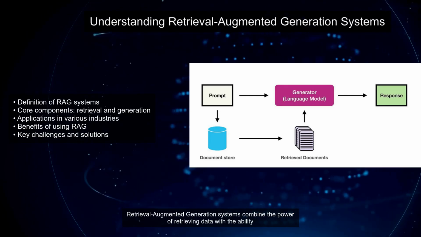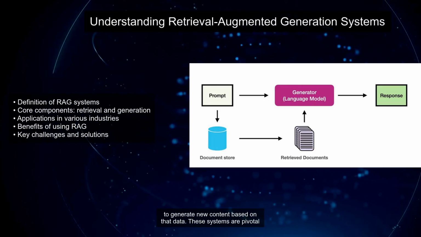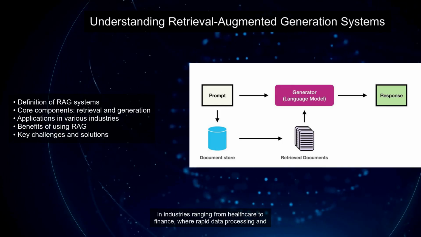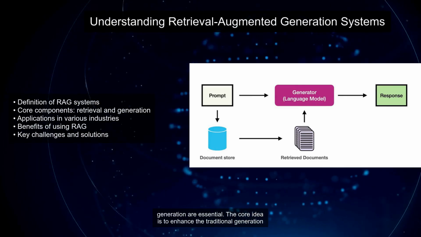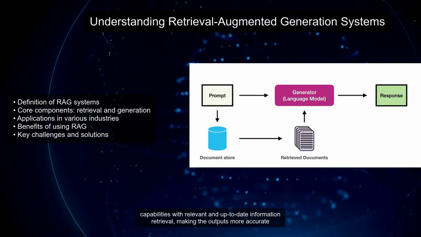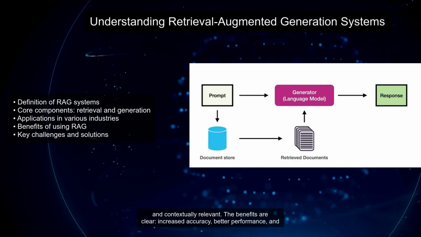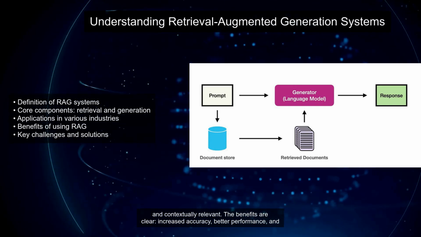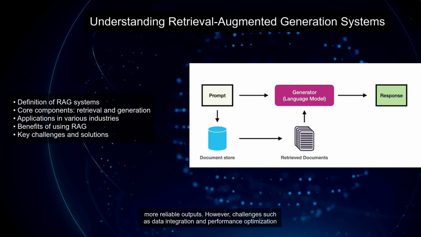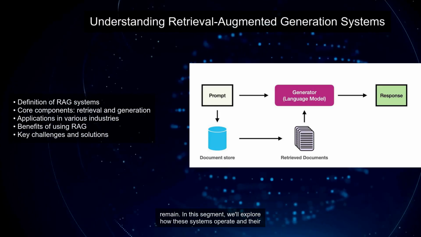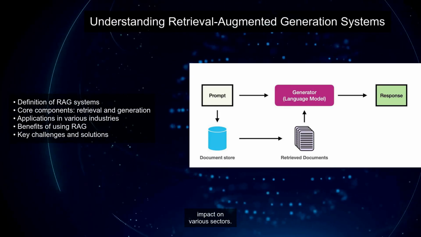Retrieval-augmented generation systems combine the power of retrieving data with the ability to generate new content based on that data. These systems are pivotal in industries ranging from healthcare to finance, where rapid data processing and generation are essential. The core idea is to enhance the traditional generation capabilities with relevant and up-to-date information retrieval, making the outputs more accurate and contextually relevant. The benefits are clear: increased accuracy, better performance, and more reliable outputs. However, challenges such as data integration and performance optimization remain. In this segment, we'll explore how these systems operate and their impact on various sectors.